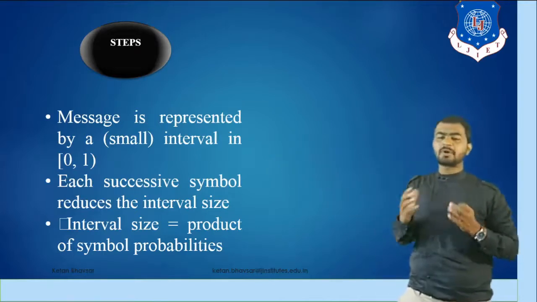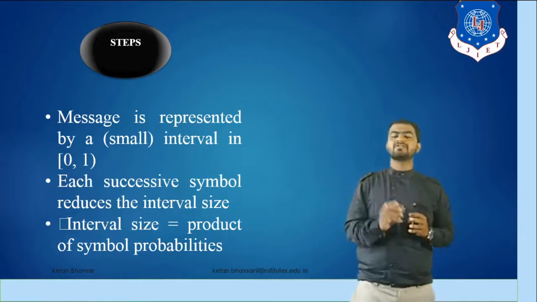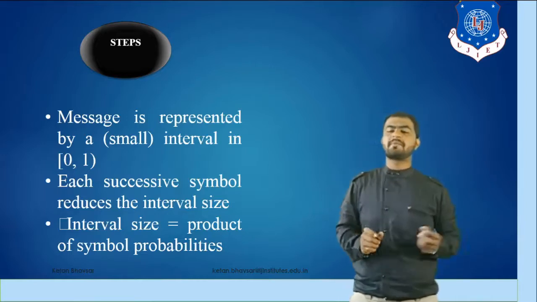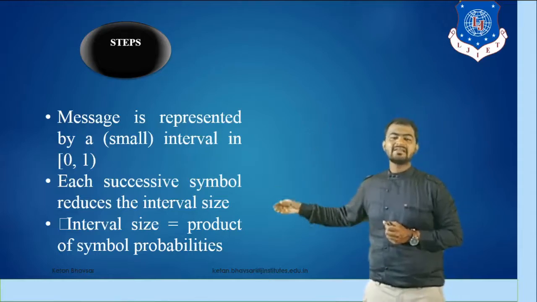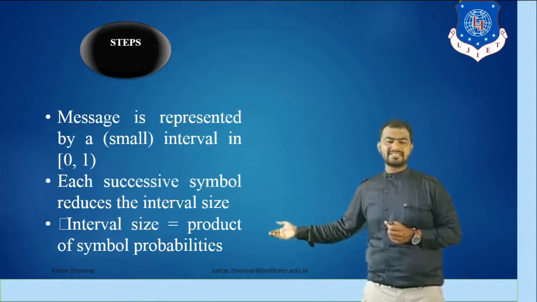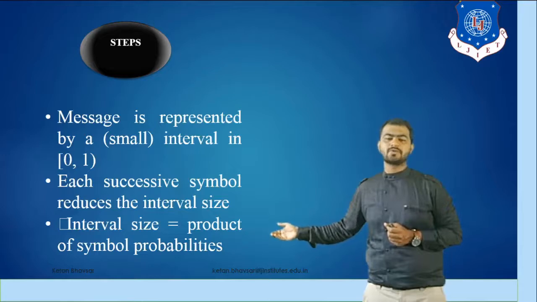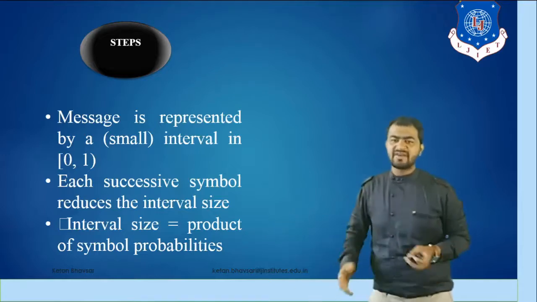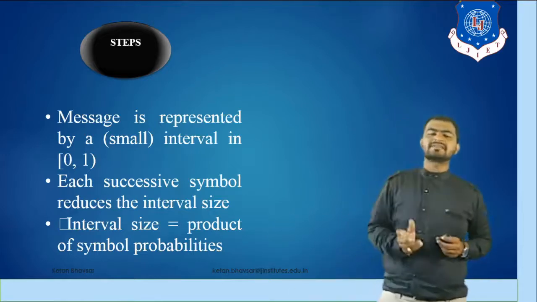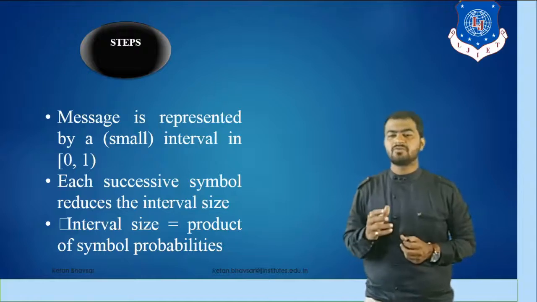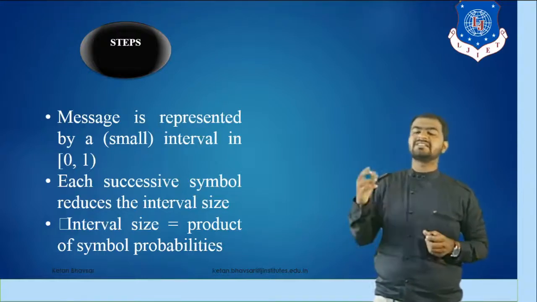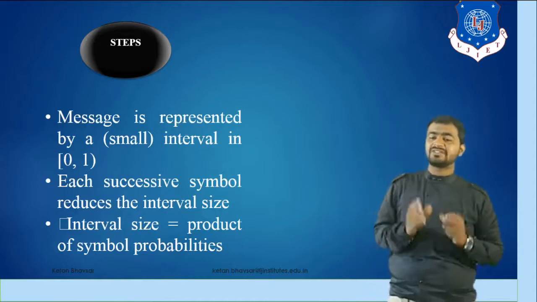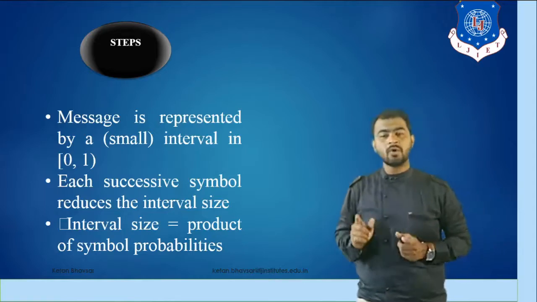Basically, when we talk about probability based concepts, ultimately we have a range of 0 to 1. 0 has the minimum probability and 1 has the maximum probability. So we have a range from 0 to 1. Does each successive symbol reduce the interval size? The interval size is equal to the product of the symbol probabilities. Whenever we work with successive symbols and interval based concepts, we have to work specifically with symbol based applications, and for that we have a range from 0 to 1 only.